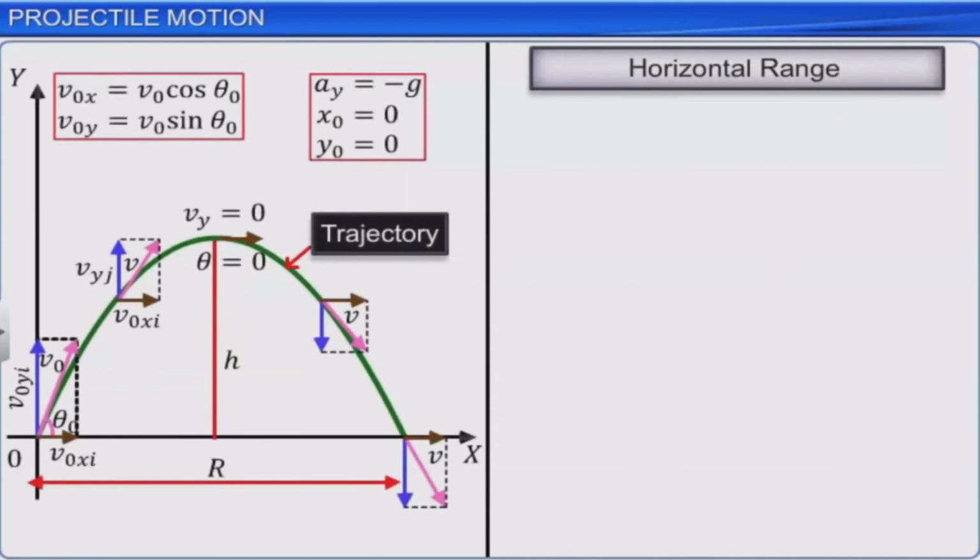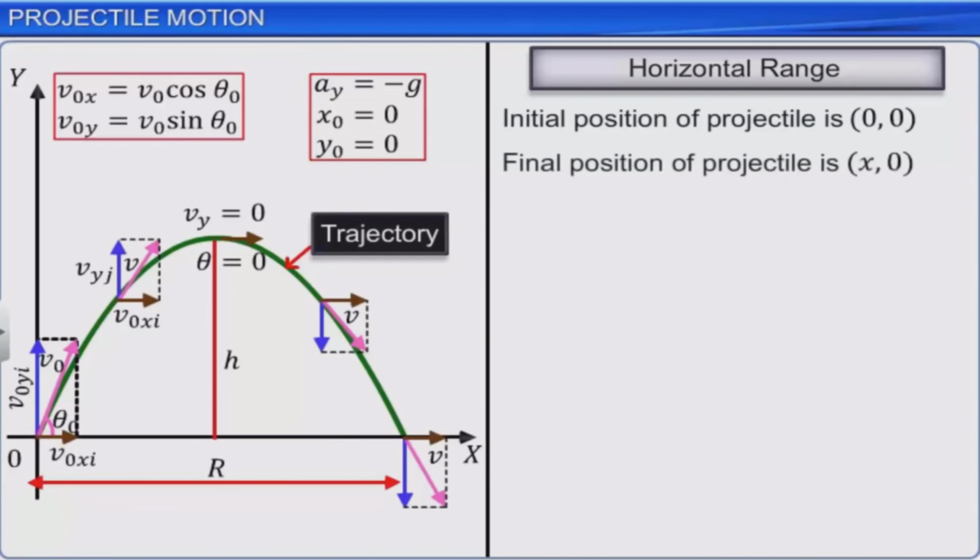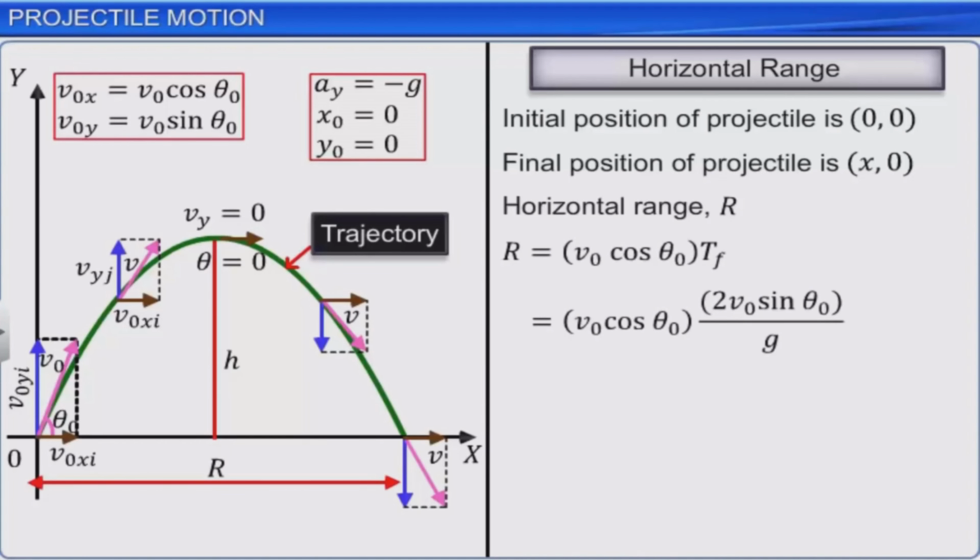What is the horizontal range of the projectile? Here, the initial position of the projectile is 0, 0. The final position of the projectile is x, 0. x is known as the horizontal range, R, of the projectile. This is the horizontal distance travelled by the projectile during its time of flight, Tf. On substitution and simplification, we get R is equal to v0 square into sin 2θ divided by g. Let this be equation 9.